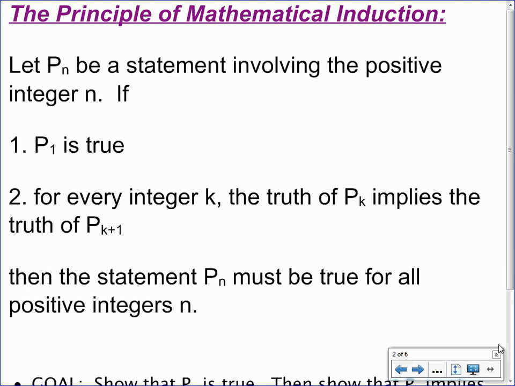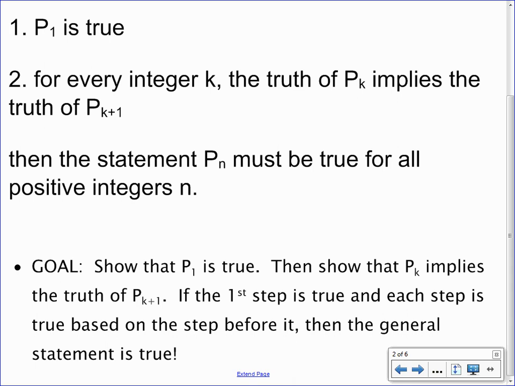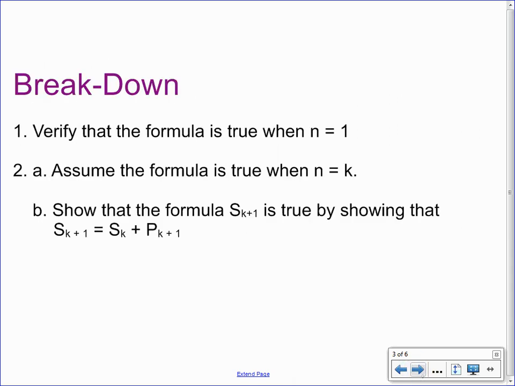This is something we looked at yesterday as well. This is basically summarized. Show the first one is true. Then we need to create our domino effect. Assume k is true until we can prove k plus 1 is true. So here's, step by step, what we need to do.